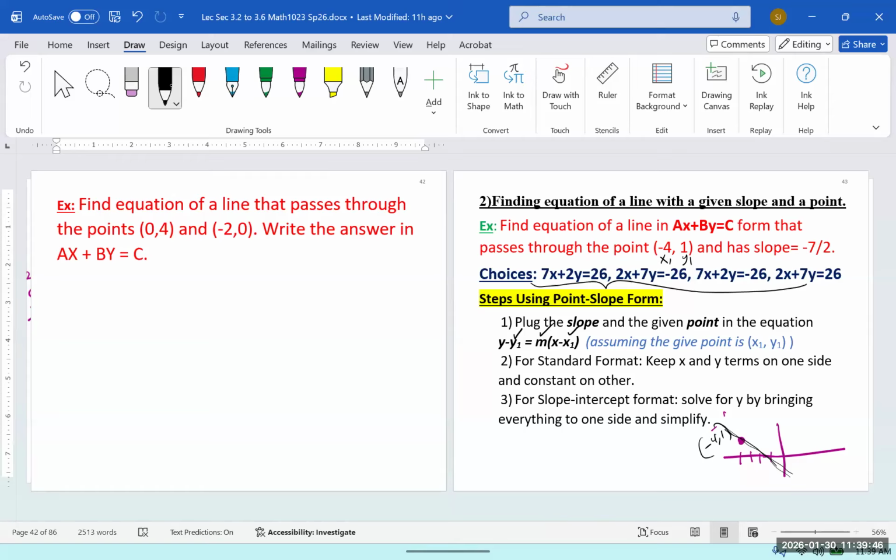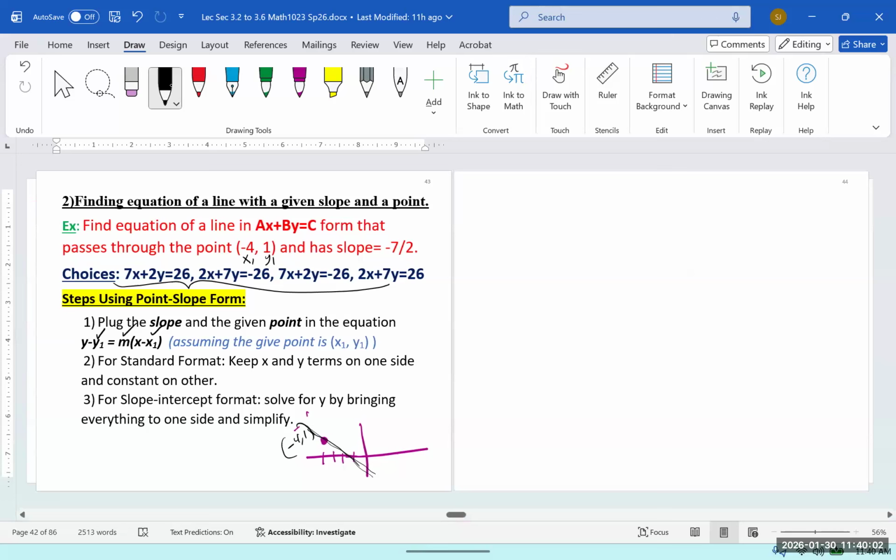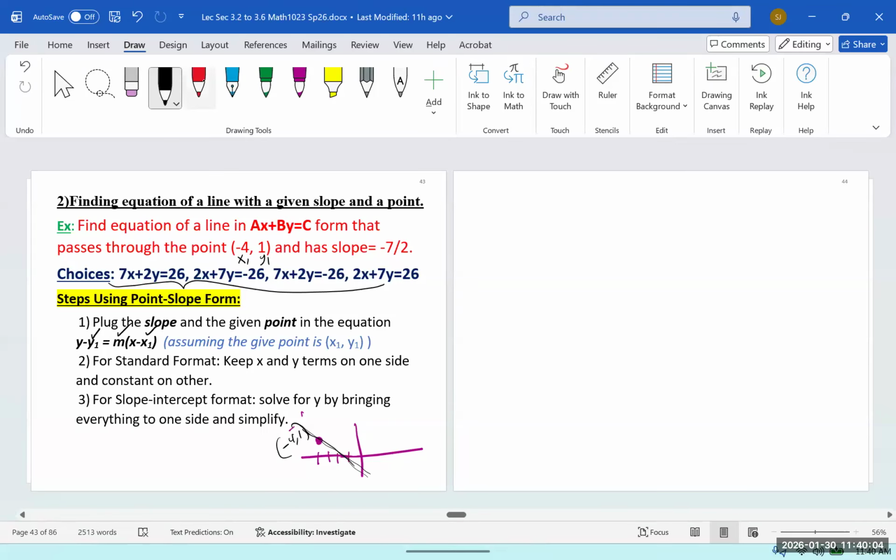All these choices are in standard form. That means once you substitute, you're going to bring x and y together, and then the constant on the other side. So y minus y1 equals slope times x minus x1. We're going to replace y1, the slope, and x1.